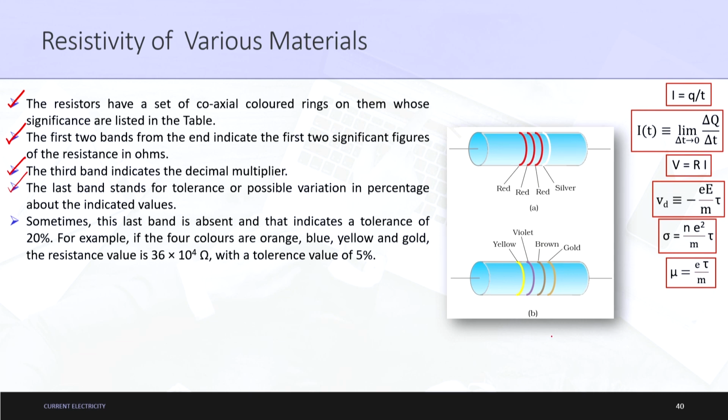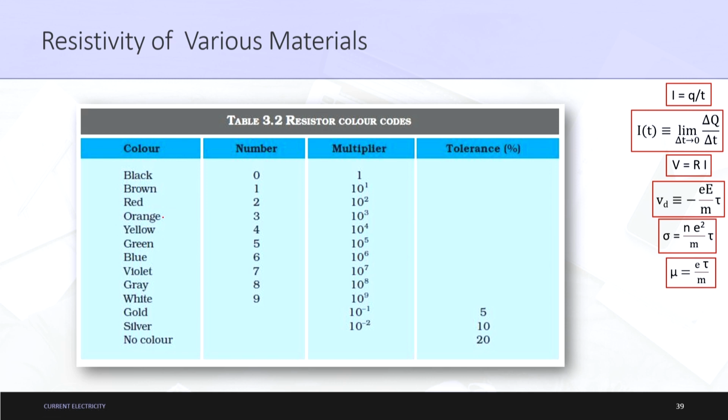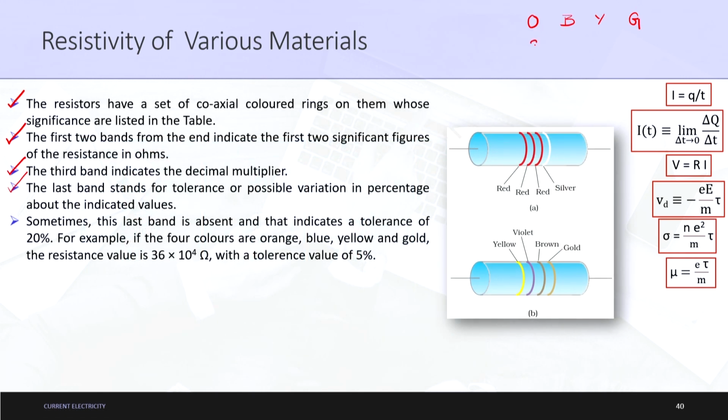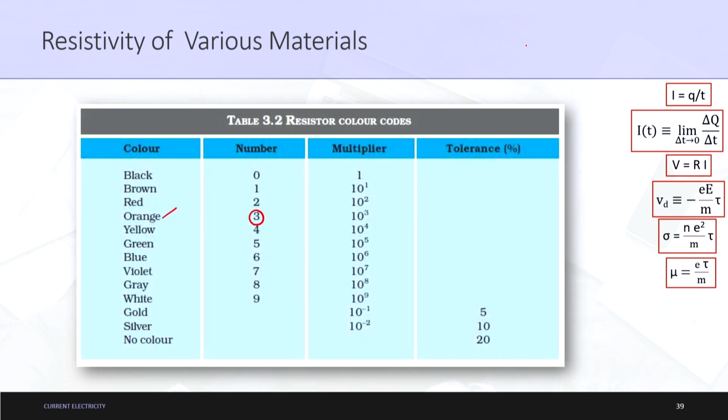For example, if the 4 colors are orange, blue, yellow and gold. Let me explain. The first color is orange, then blue, then yellow and then gold. Let us go to the previous slide now. As you can see, orange is the first color, which has a value of 3 here. So just write 3. The next is blue, which you can see is here.